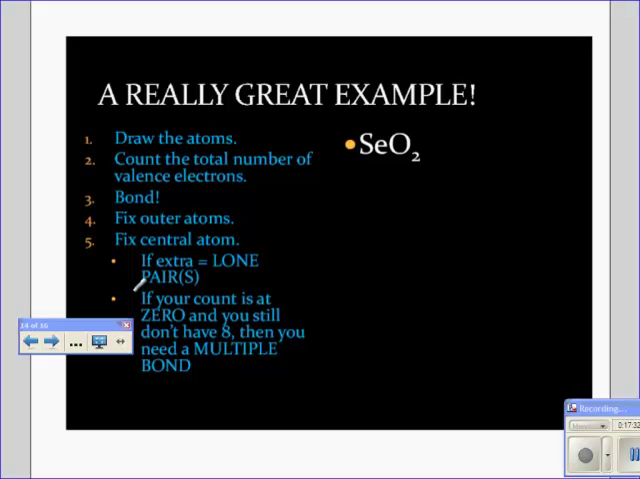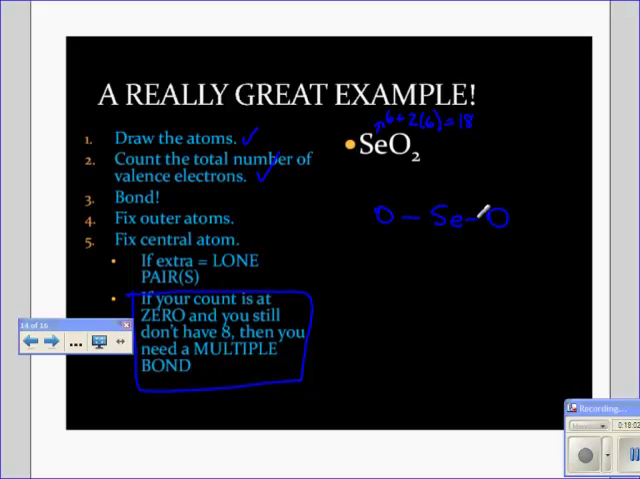And I added that rule there. If your count is at 0 and the middle one still doesn't have 8, then you have to multiple bond. So here's what we've got. SeO2, 1 Se, 2 O's, so Se in the middle. Se gives me 6 plus 2 oxygens. Those are in group 6 also. Tells me to put in 18.